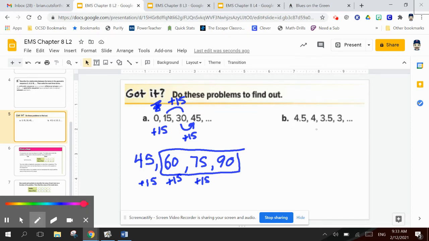Let's look at letter B. I have 4.5 to 4, and from 4 to 3.5 and 3.5 to 3. Well, my numbers are getting smaller, so that means I have to be subtracting. So it looks like from 4.5 to 4, I'm subtracting 0.5.